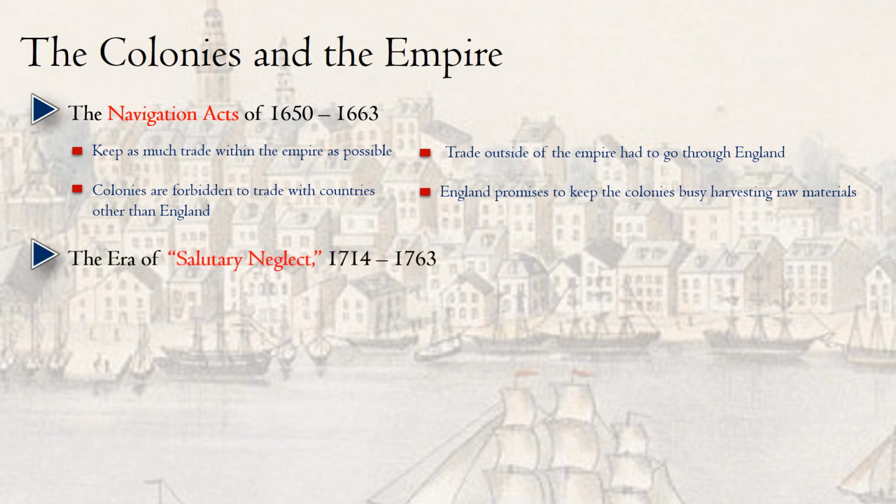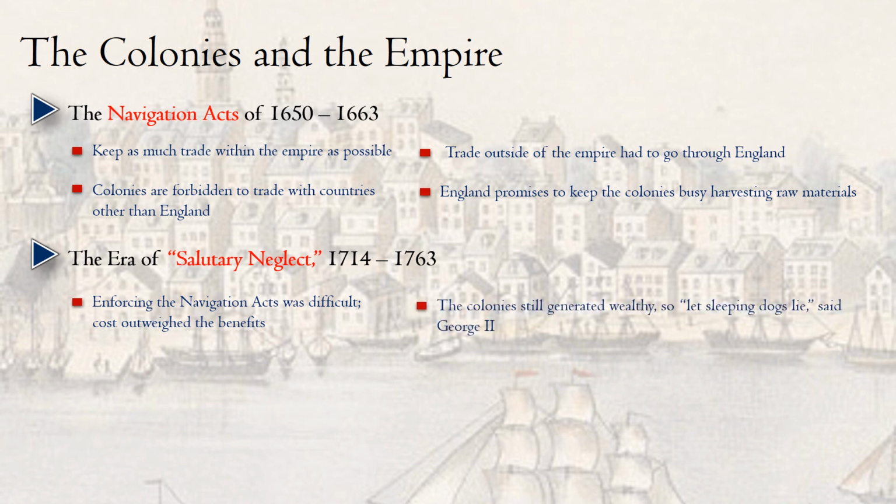Well, here's the problem with the Navigation Acts: they were very loosely enforced. Starting in about 1714, the English crown realized that enforcing the Navigation Acts is very difficult. The cost of doing so actually outweighs the benefits. The colonies were still generating a lot of wealth. So, as King George II said, why don't we just let sleeping dogs lie?